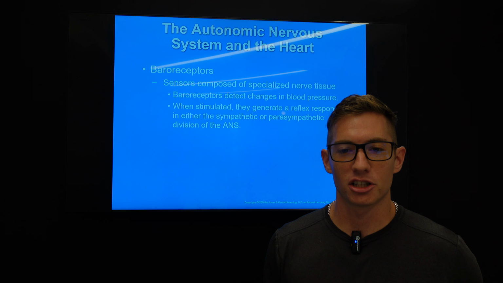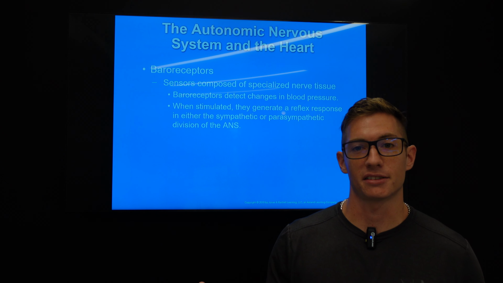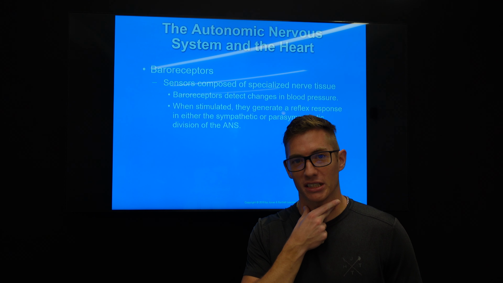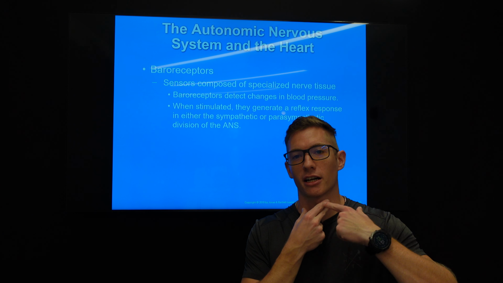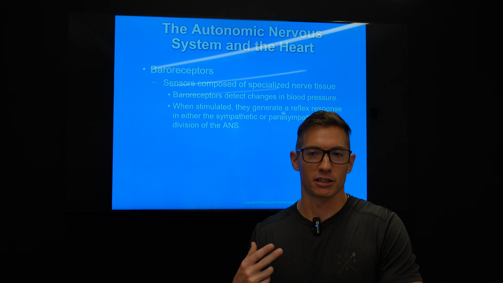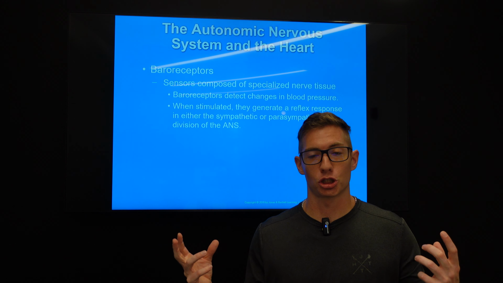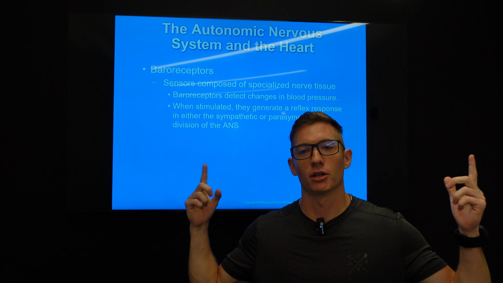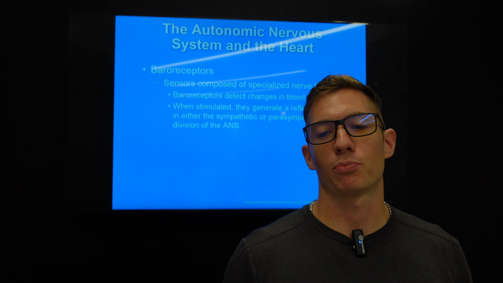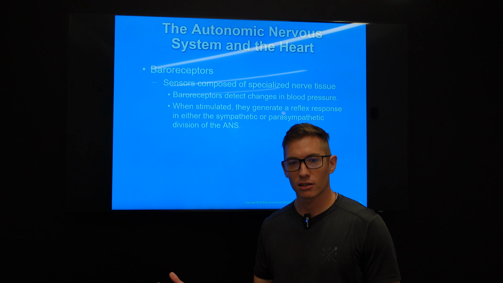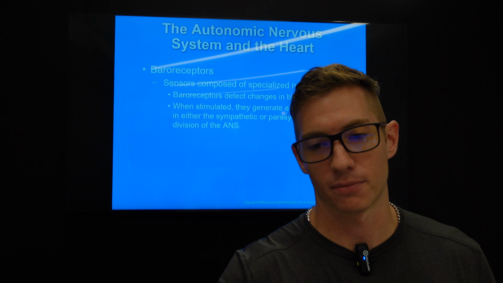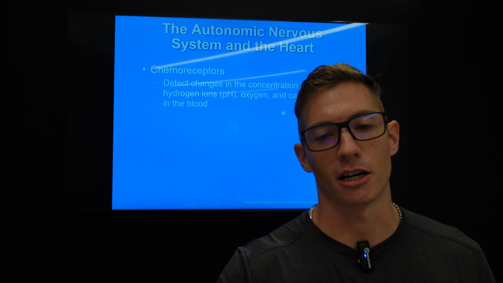So these will detect changes in blood pressure, and when your body detects a change in blood pressure, it detects it through the baroreceptors, and it's telling it, okay, well, let's do this. We're going to compensate by speeding up the heart now because blood pressure is too low, or maybe we're going to constrict the blood vessels in order to raise blood pressure. So it generates a reflex in response to either the sympathetic or parasympathetic division of the nervous system, the autonomic nervous system.